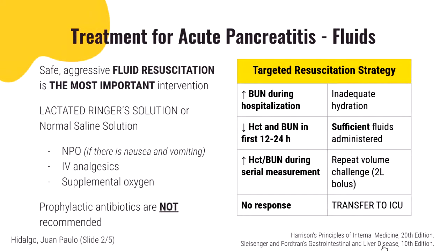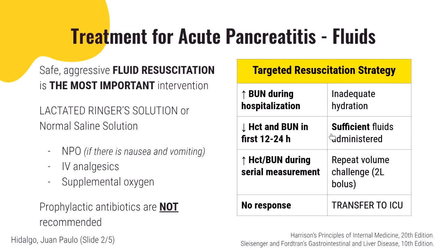And targeted resuscitation strategy on the right will be with the measurement of hematocrit and BUN done every 8 to 12 hours and is recommended to ensure adequacy of fluid resuscitation. So increasing levels of BUN during hospitalization signify inadequate hydration. And if the hematocrit and BUN levels in the first 24 hours decrease, it means that sufficient fluids are administered.